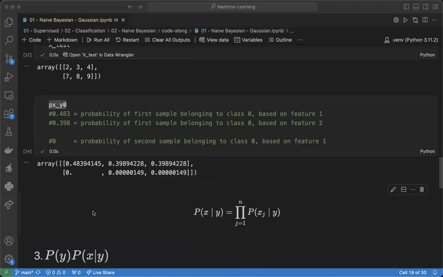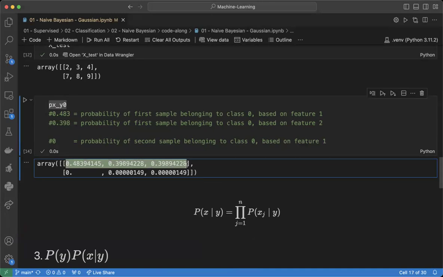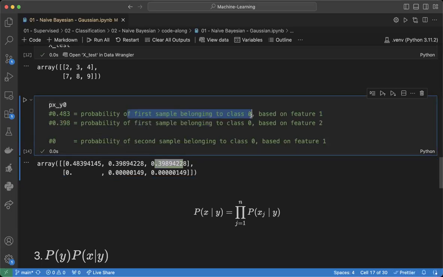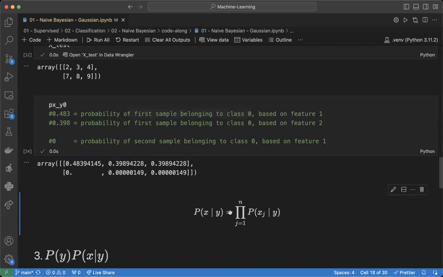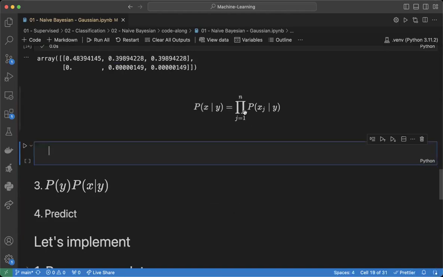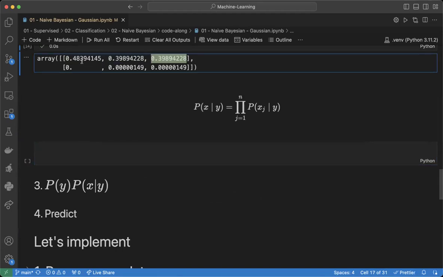So now, based on this, you may ask me, how do we then come up with one number, whether it should belong to class 0 or 1? We can take the product: we multiply this one with this one and this one, and we get one number, and that is the probability of the first sample belonging to class 0, based on all the features. And for those who don't understand why product, it's because each of the features is not related, so whether they will be contributing to the same event is basically multiplying all of them together, right?